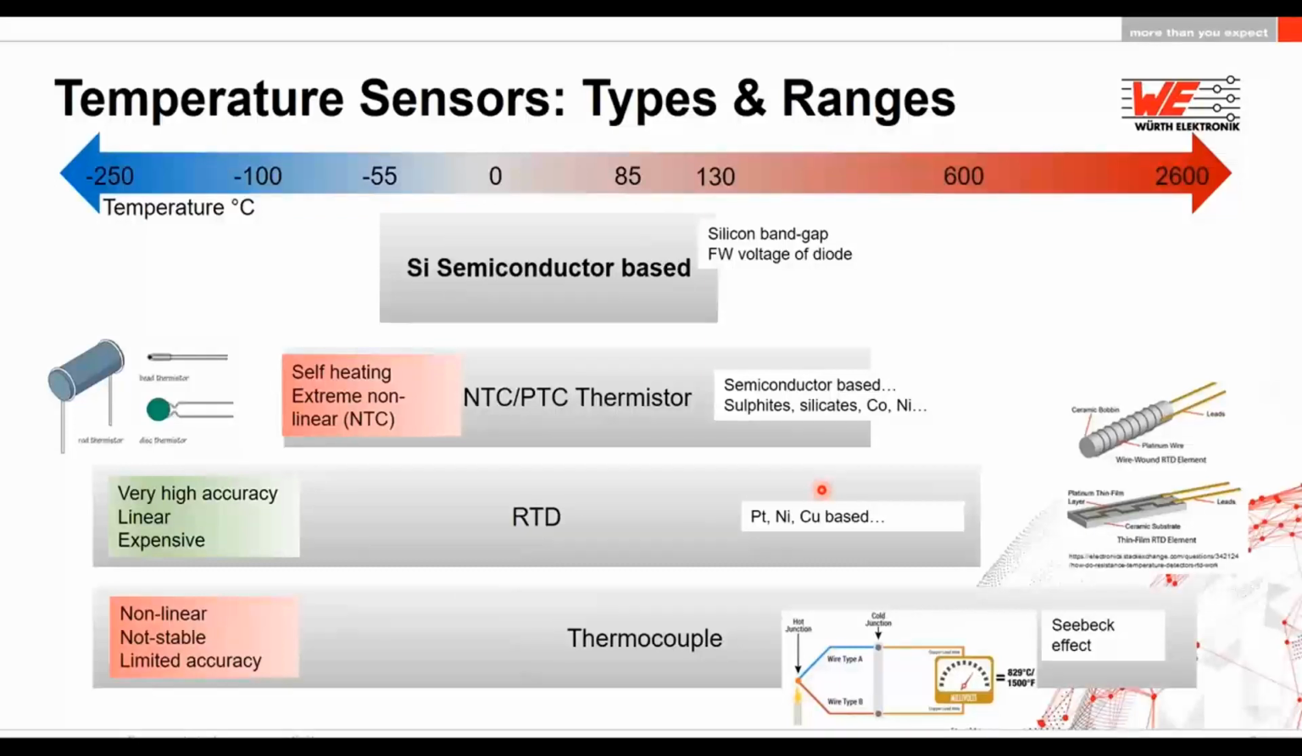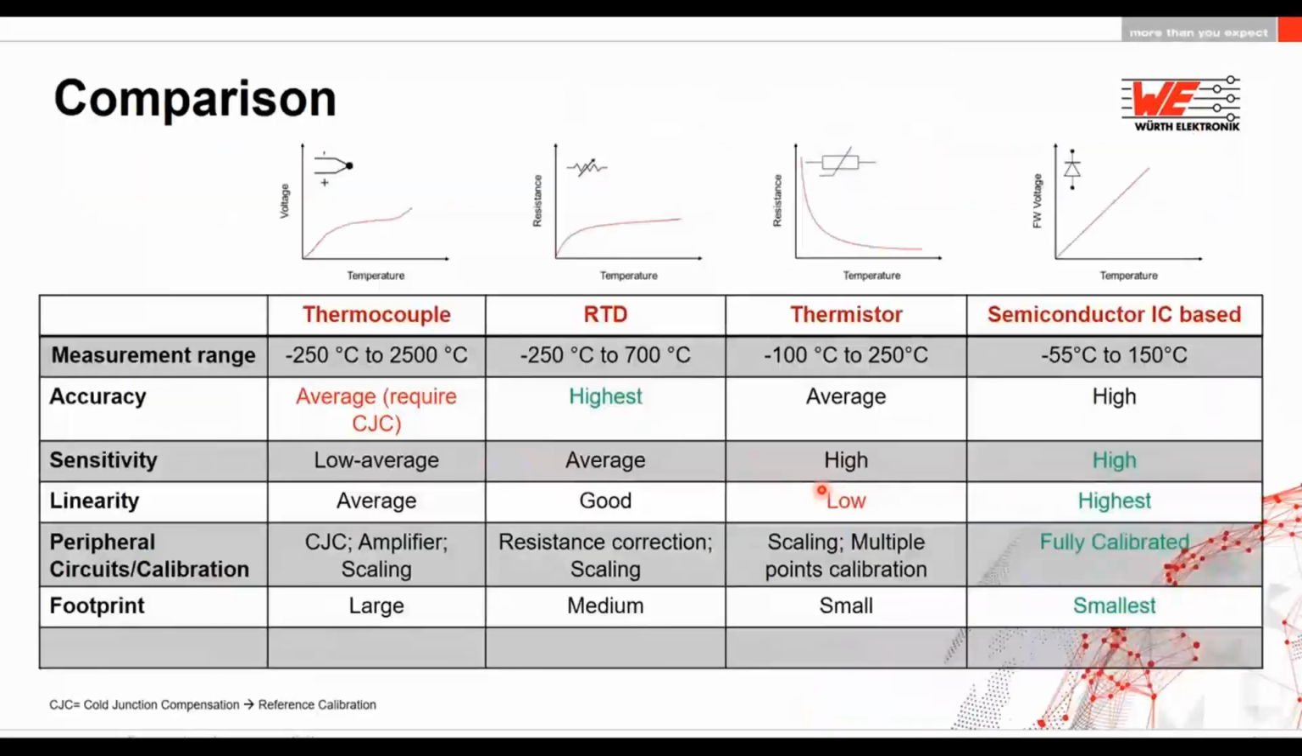Here is the comparison of all of the temperature sensors I discussed in the previous slide. You can see that, for example, the thermocouple's accuracy is limited because they require cold junction compensation, which means knowing the temperature of your cold junction. So your reference temperature limits your accuracy at the end. On the other hand, the RTDs have the highest accuracy. Also, the semiconductor-based sensor can now reach a very high accuracy.